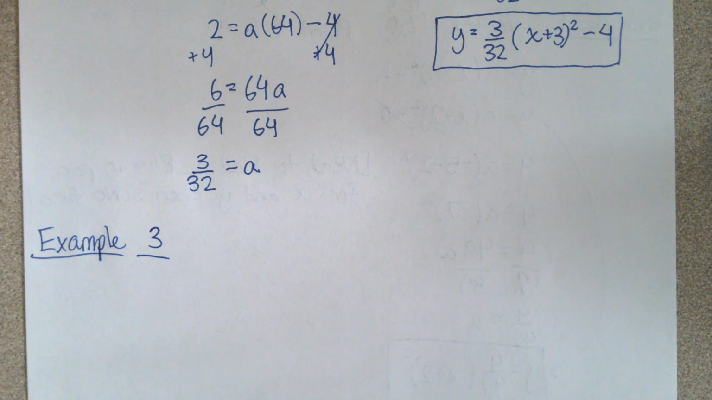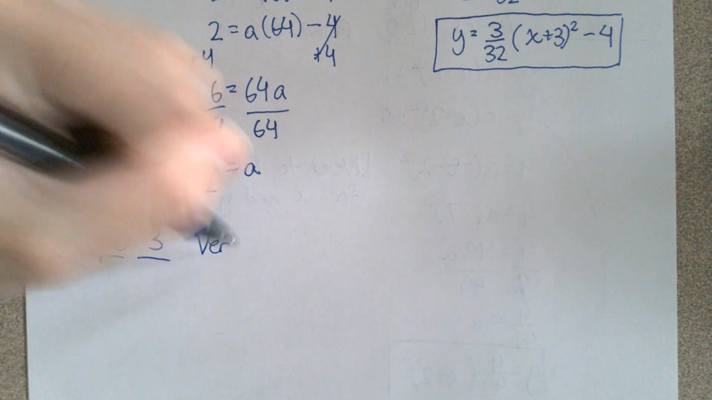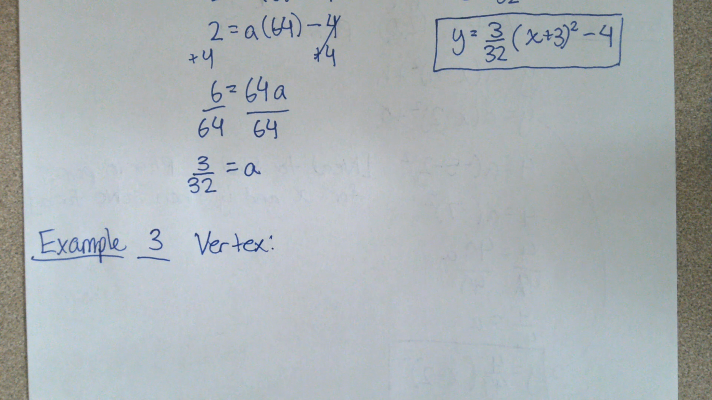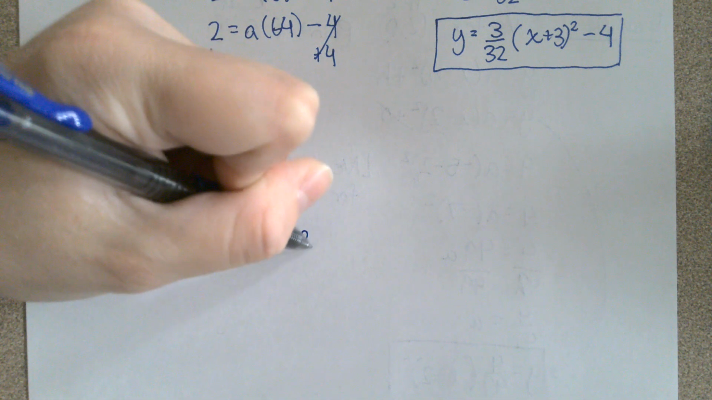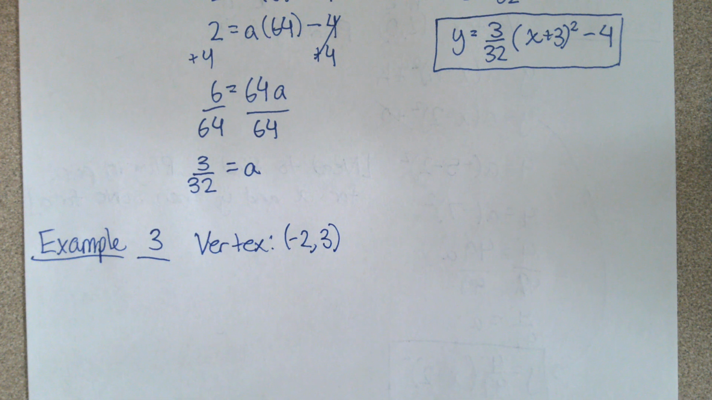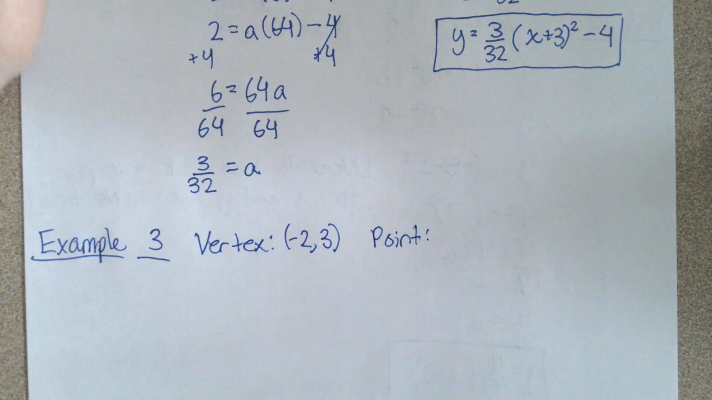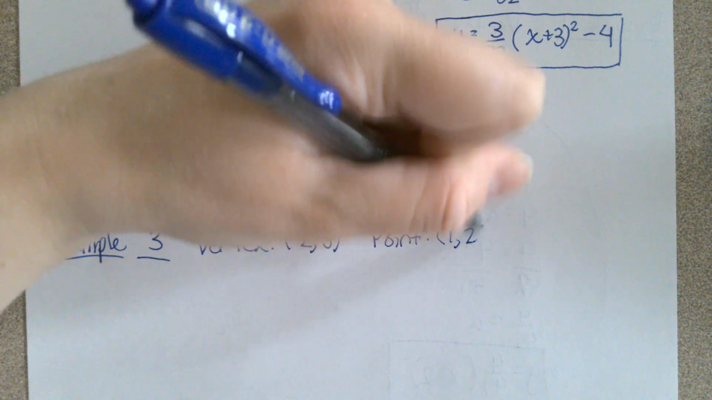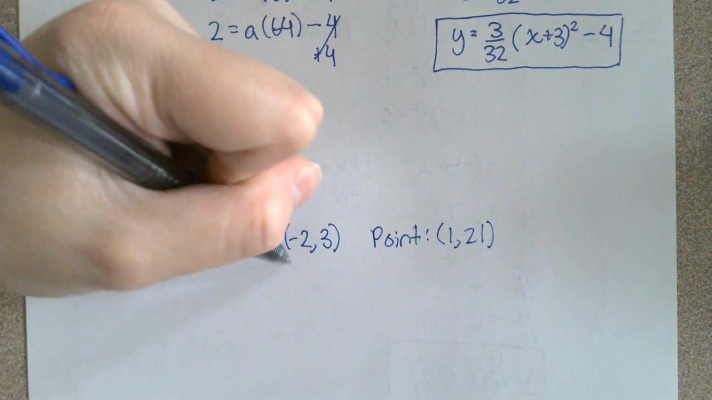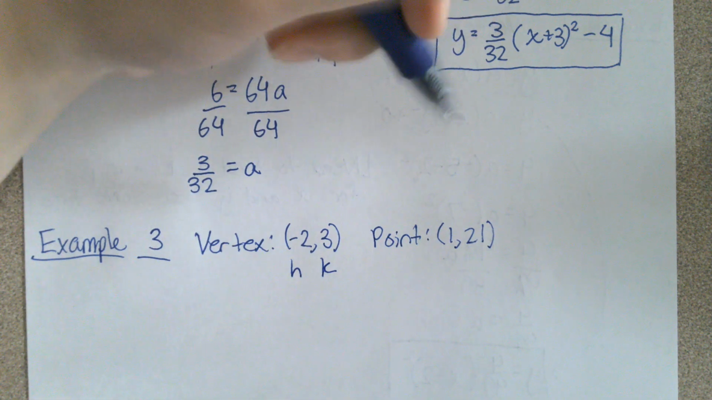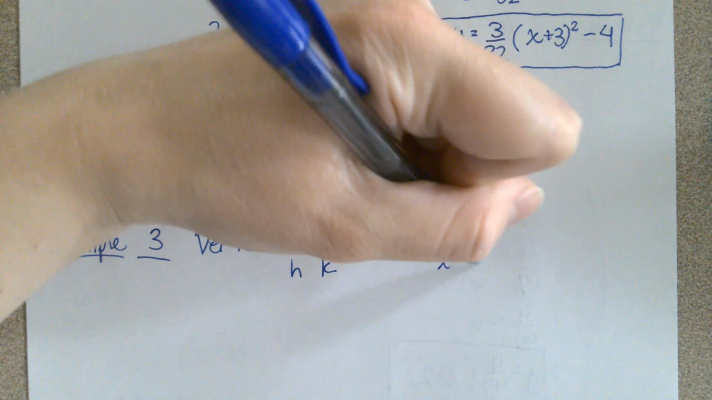Let's say for our third example that our vertex is -2, 3, and our given point is 1, 21. So for our vertex, h is -2, k is 3, our point, x is 1, y is 21.